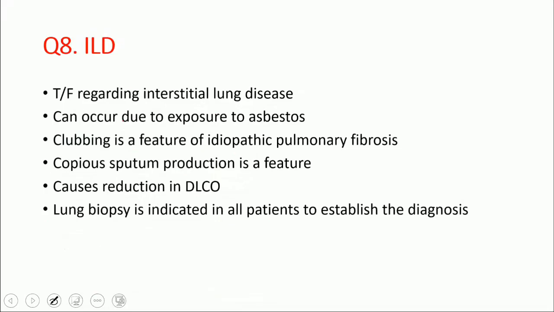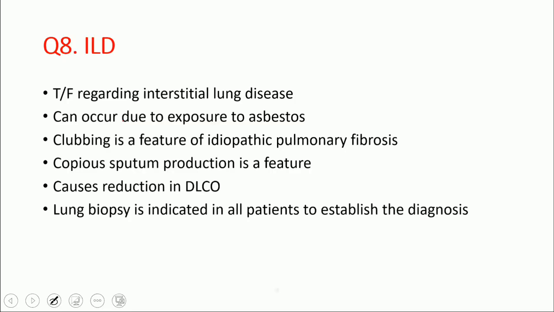And clubbing is a feature. ILDs typically present with progressive shortness of breath, as we discussed during our long cases. And they can have a dry cough. Copious sputum production is not a feature. These patients present with a dry cough.